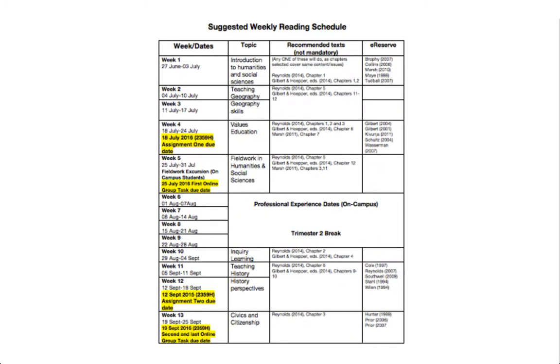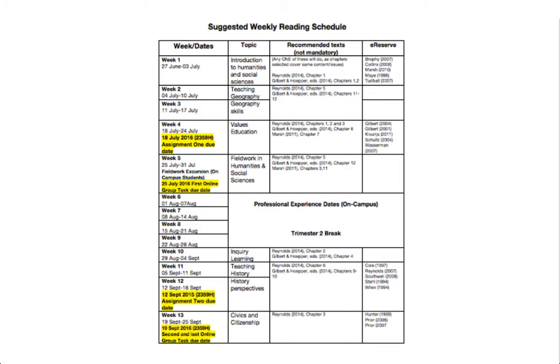A few housekeeping items about assessments and assignments. This particular graphic can also be found in Moodle. This is the most updated information about your assessments. The dates are highlighted. Assignment 1 is due on the 18th of July. Assignment 2 is due on the 12th of September. And then you have 2 online group activities using Pinterest board. You are asked to self-select your groups.